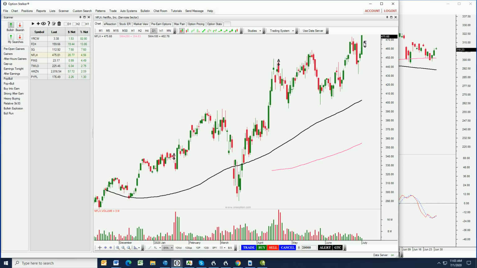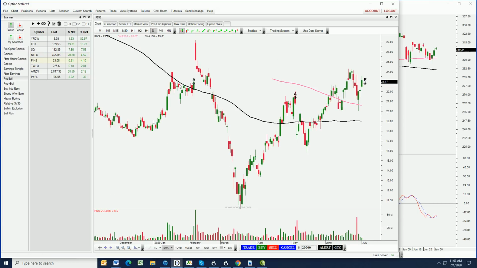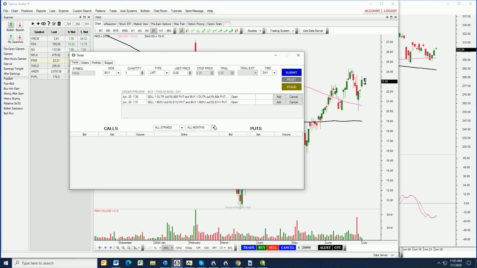Keep going down the list here. PINS, daily chart, bounced off the 200-day moving average. That was also a horizontal support level. So that looks pretty good right in here. You could probably look to sell a 20.50 put and buy the $20 put. You'd want to get a 20-cent credit for that.